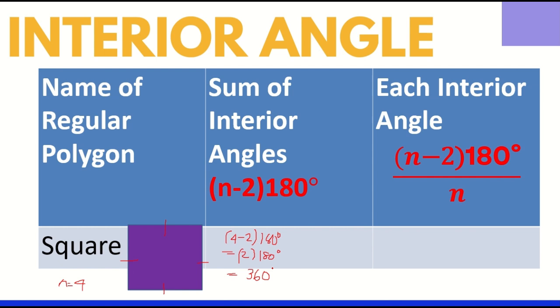And paano mo naman mahahanap ang each interior angle ng square? So, by dividing by the number of sides, yung sum ng interior angles. Okay? So, again, ilan yung nakuha natin dito sa numerator? That is 360 degrees. I-divide mo lang doon sa number of sides, which is 4. And that is equal to, very good, that is equal to 90 degrees. Kuhang-kuha mo na. Okay?